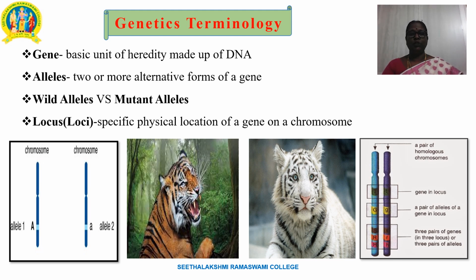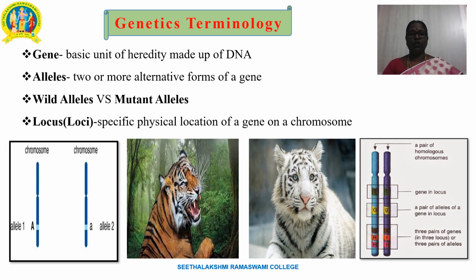Gene. A gene is a small segment of DNA that controls a single trait or a character. It is the basic hereditary unit of all life. Alleles are allelomorphs. Two or more alternative forms of a gene are called alleles. Wild alleles versus mutant alleles.